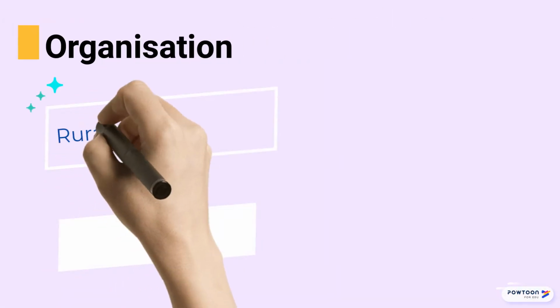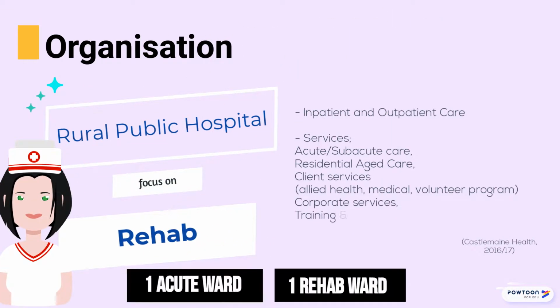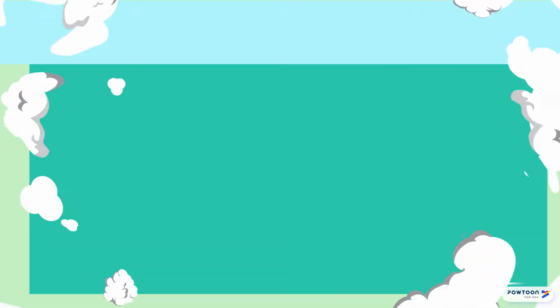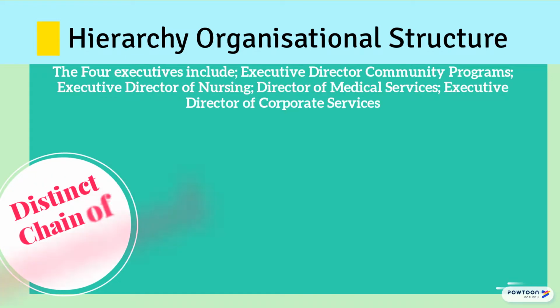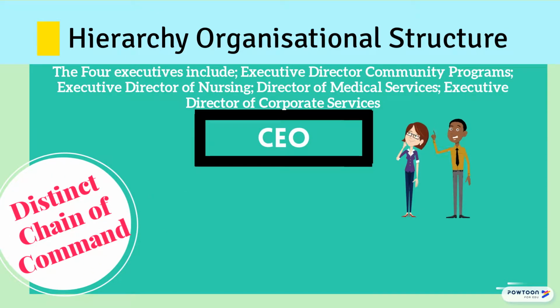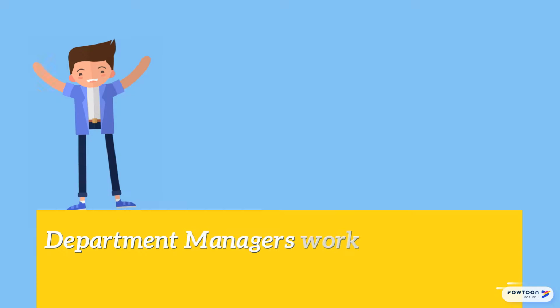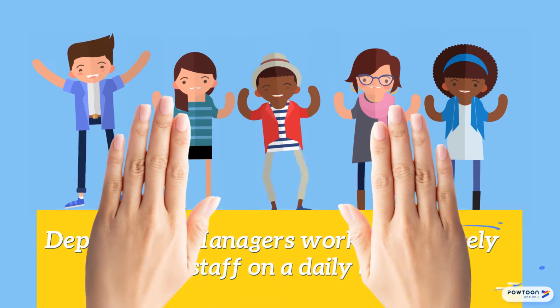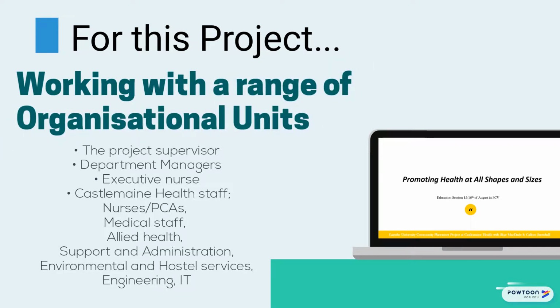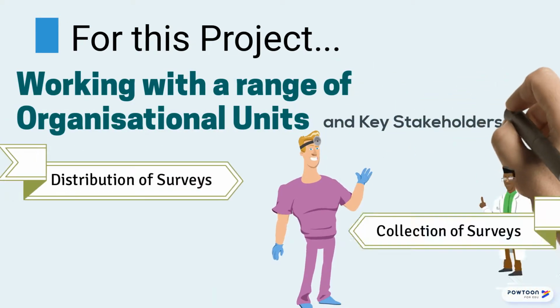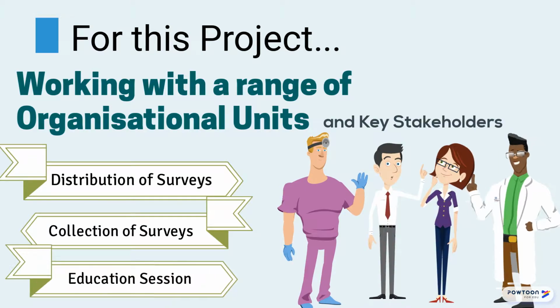Castlemaine Health is a rural public hospital predominantly focused on rehab, however also includes acute wards and has a hierarchical organisational structure with a very distinct chain of command, including the CEO, executives, as well as department managers who work more closely with staff on a daily basis. For this project, we will be working with a range of organisational units and key stakeholders in the distribution, collection of the surveys, as well as the education session.